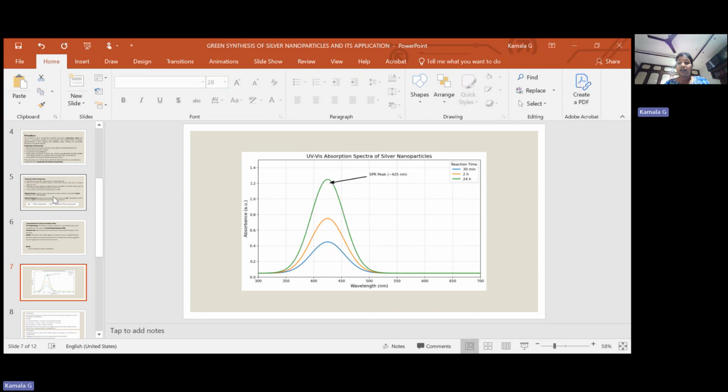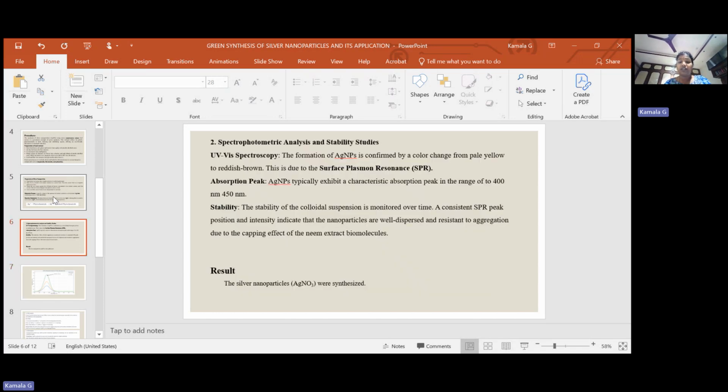The peak height reflects how much time we take to prepare the silver nanoparticles; the peak is proportional to the time course, right? Within 30 minutes, we got a little bit of a slope at 400 to 450. Then 2 hours, and 24 hours. 24 hours is the best time course to generate silver nanoparticles, with maximum absorption at 400 to 450 nanometers, right?